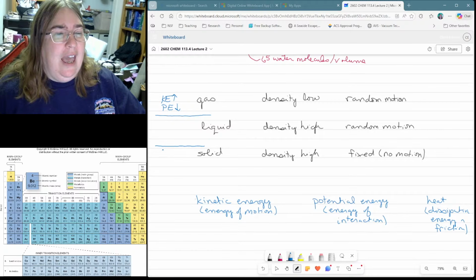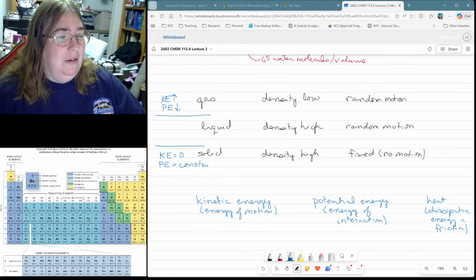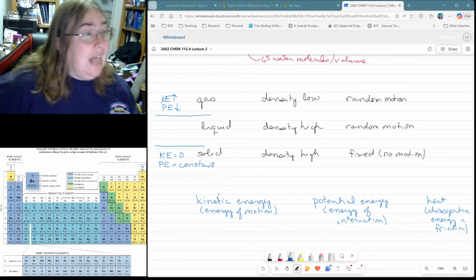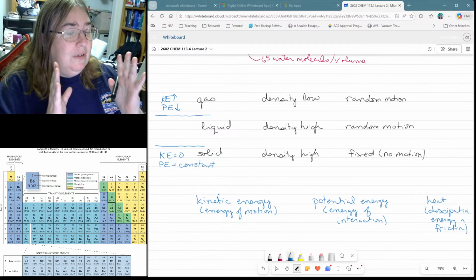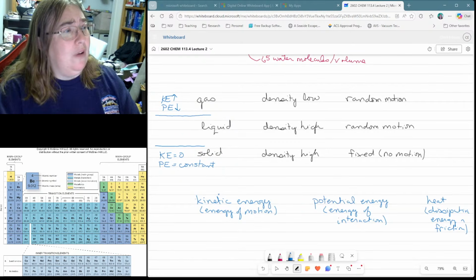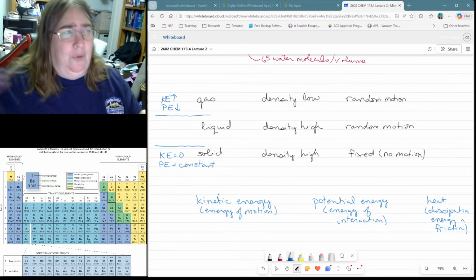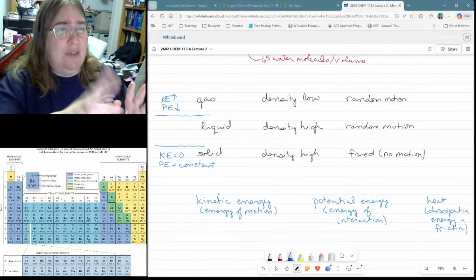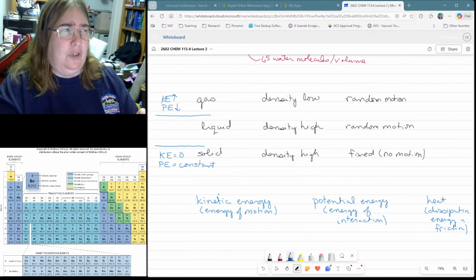Solids have zero kinetic energy, and they have a potential energy that is constant. And that's because there are no changes in the interactions. The solid is fixed in space, so there's no motion, there's no kinetic energy. There is a little bit, but that's really complicated and we'll get to it later. For right now, relative to the gas, the kinetic energy is zero. So it's close to zero.